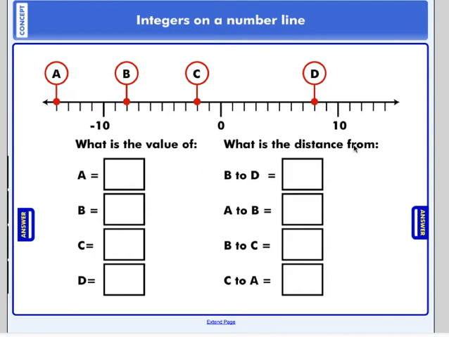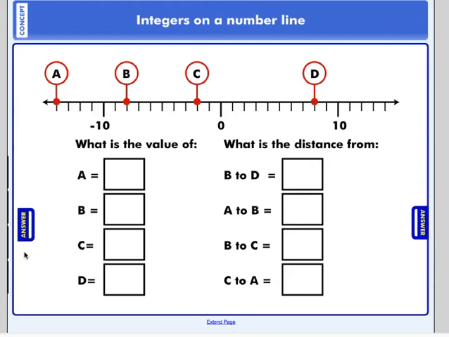And these, what is the distance from, for example, B to D? Well, if you start at B, which is at -8, and you move all the way to D, how many are you moving? From 0 to D is 8, but from -8 to 0 is also 8. So from here all the way to here, you're moving how much? Okay, solve these problems, pause the video, and then resume the video once you're done.